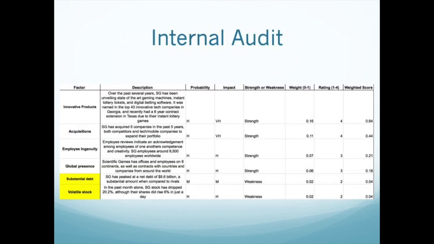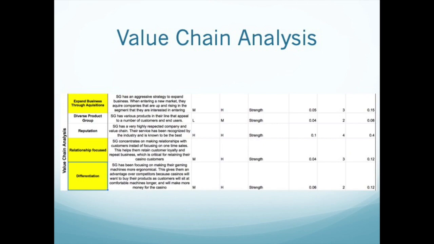We gave both of these factors a weighted score of 0.04 because while there may not be weaknesses that need to be immediately addressed, they should be monitored in the long run. The next tool that we use in the IFE is the value chain analysis.